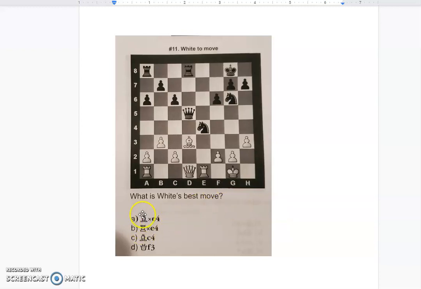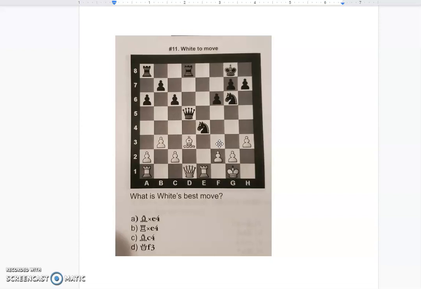So what does the X mean? Answer A means this bishop is going to capture at E4. So the bishop goes to here and captures the knight. The X means capturing. Like if you notice C says bishop C4, that means the bishop goes to C4. It's not capturing anything, it just moves there. B says rook to E4, so that's this rook to E4, and D says queen to F3, so queen to F3 right here.